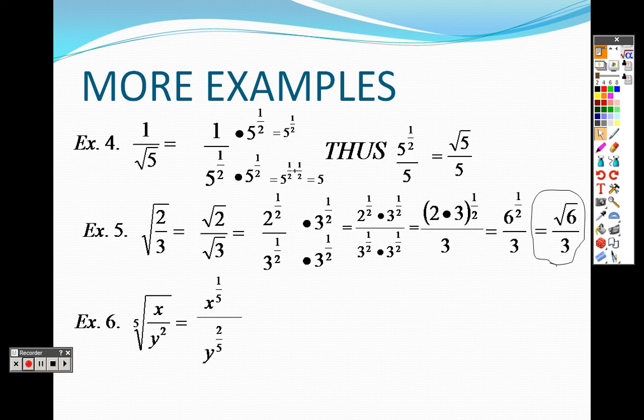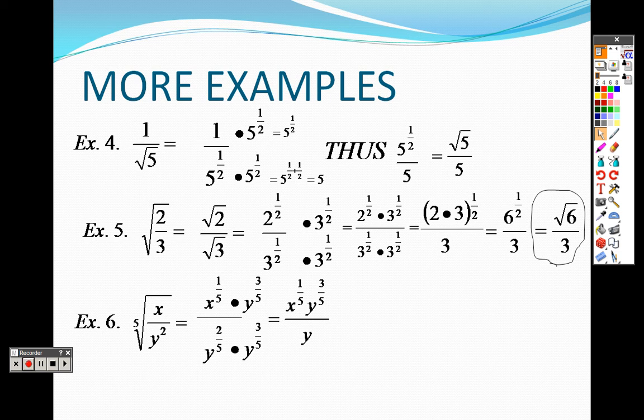2/5 plus what gives you a whole? 2/5 plus 3/5 gives you a whole. So I'm going to multiply it by y to the 3/5 on both the top and the bottom. So 2/5 and 3/5 gives me a whole y on the bottom. But now I have that top. I have x the 5th and y to the 3/5.